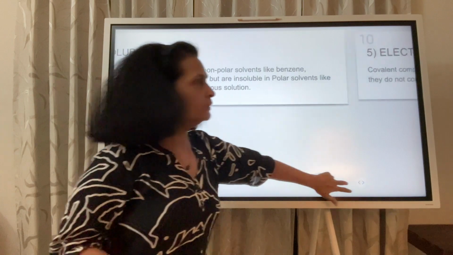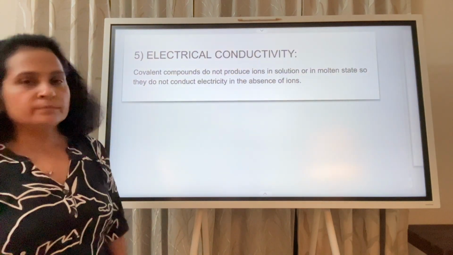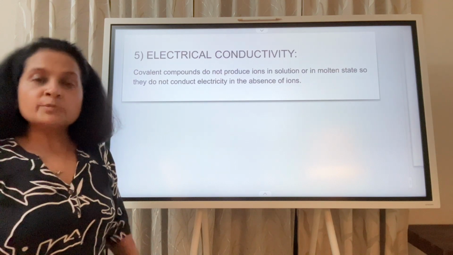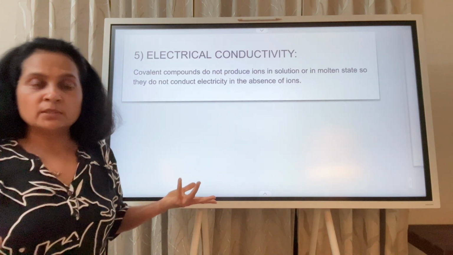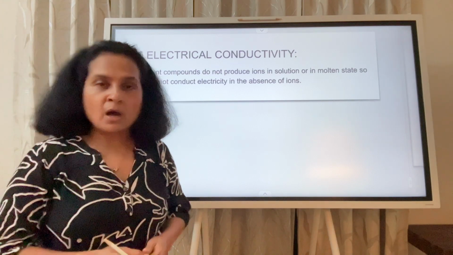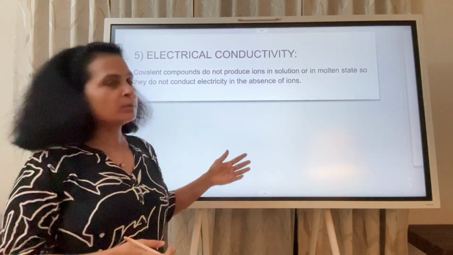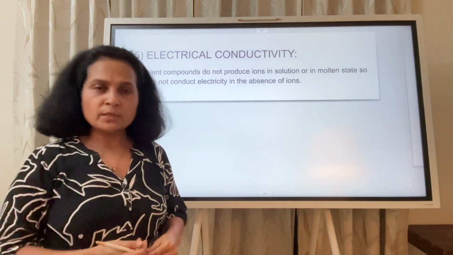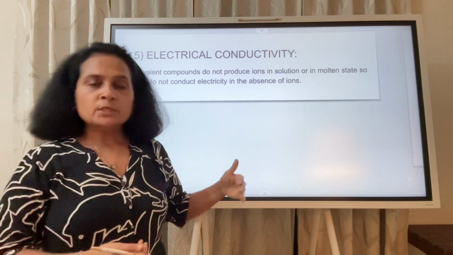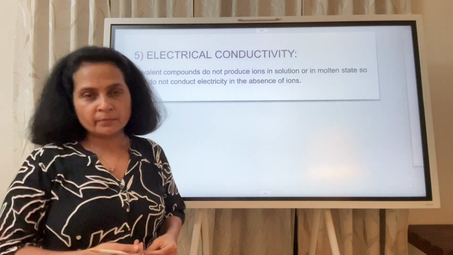What about their conductivity? They are poor conductors. Why so? This is because they have molecules, they have no ions. So in the absence of ions, the covalent compounds are poor conductors of electricity, right? So these are some of the basic properties which are contributing to certain specific characteristics these covalent compounds carry, right?